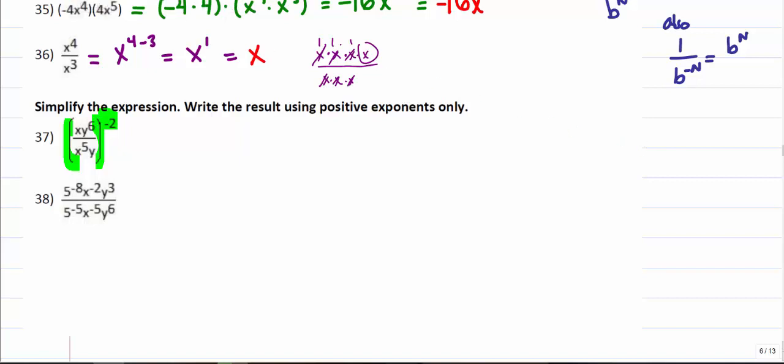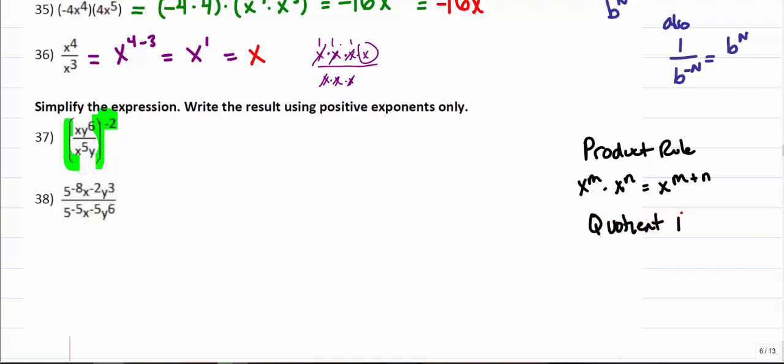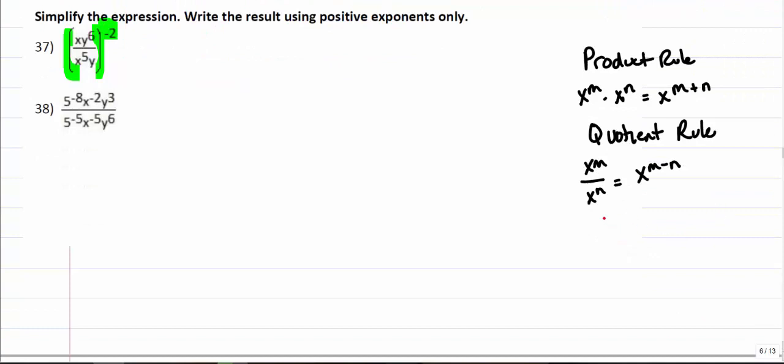So on 35, I used the product rule, which says x to the m times x to the n is x to the m plus n. On 36, I used the quotient rule, which says that x to the m over x to the n is x to the m minus n. And on 37, I'm going to use the power rule, which says x to the m to the n is the product of those exponents.